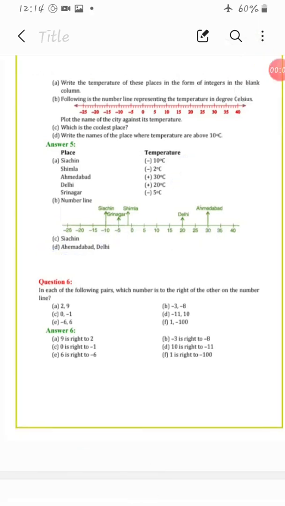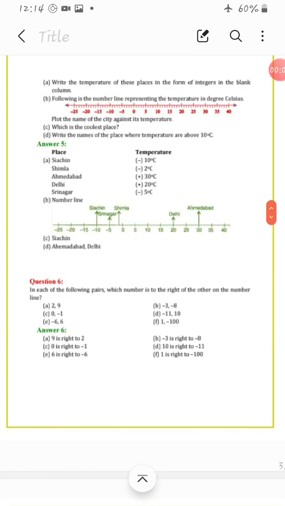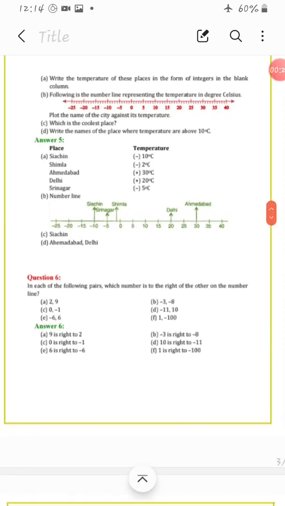In each of the following pairs, which number is to the right of the other on the number line? We all know on the right hand side of 0 all the positive numbers lie, and on the left hand side of 0 on the number line all the negative numbers lie. So right hand side numbers are bigger than the left hand side numbers. Either it can be in case of negative positive, or it can be in case of positive positive also. That means 1 and 2. Obviously 2 is to the right of 1. So 2 will be bigger than 1.